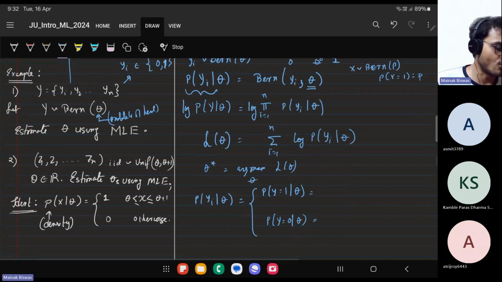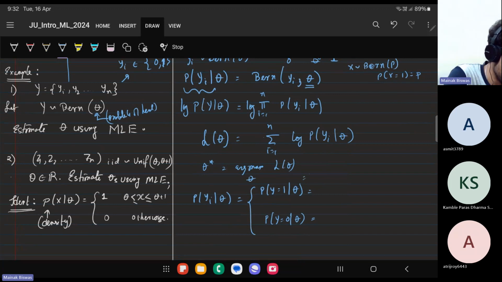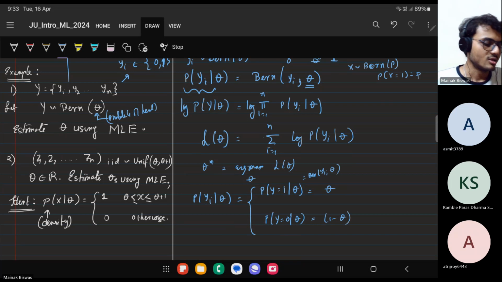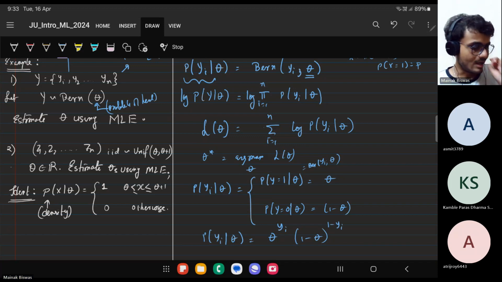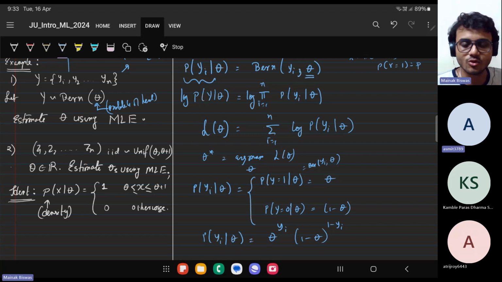Here, P of y given theta is distributed as Bernoulli theta, right? Then it will be theta, and this is 1 minus theta. So can I write P of yi given theta as theta to the power yi, times 1 minus theta to the power 1 minus yi? I'll stop for 1 minute, and if you cannot find the reason for this, I'll explain, or if you have found the reason for it, you can explain.